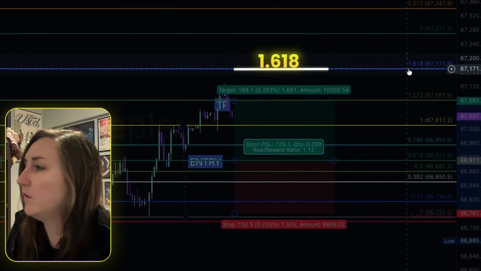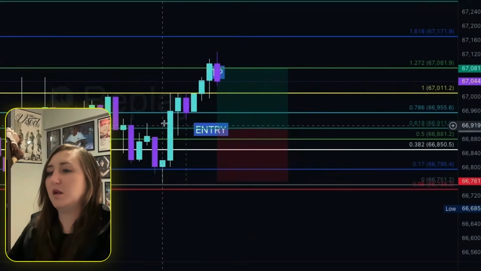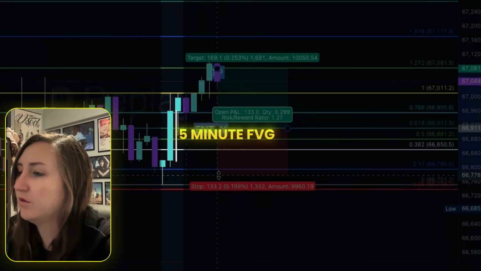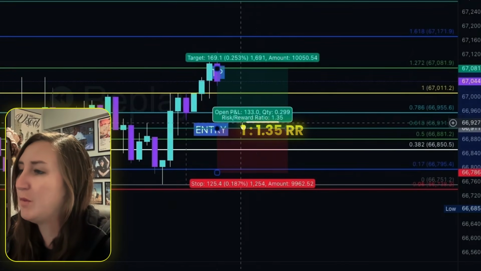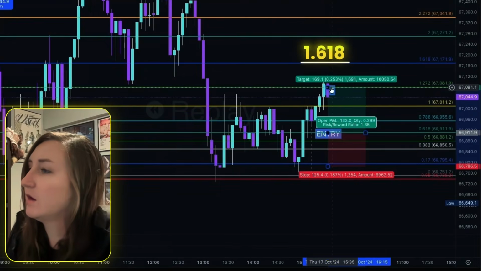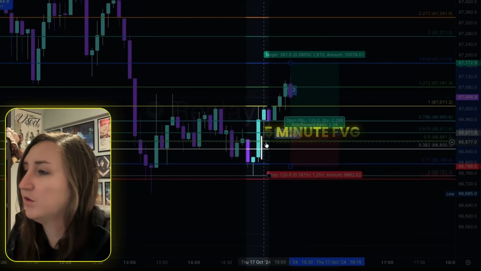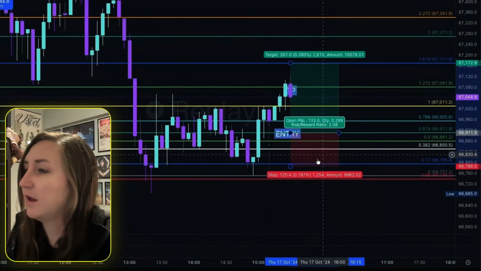1.272, 1.618, 2.27. I'm always lining up my stop loss with a 5-minute fair value gap, so this might be a little rough. We're only at a 1.35 risk reward ratio. I'd probably honestly aim for this kind of resistance area. Nice 2 risk reward ratio, right? With this bullish fair value gap. We don't really have anything through here.